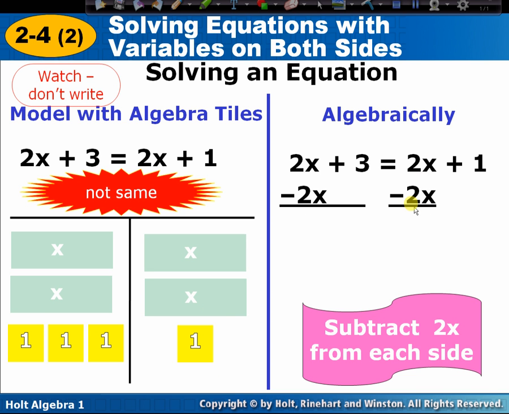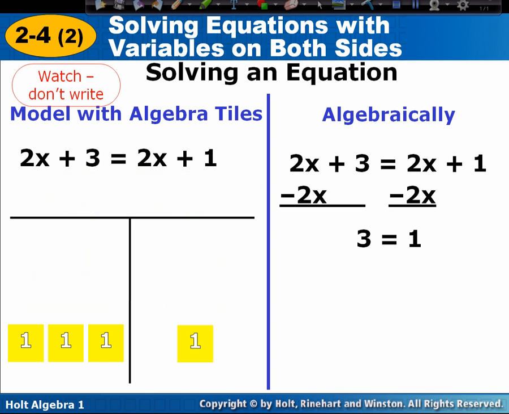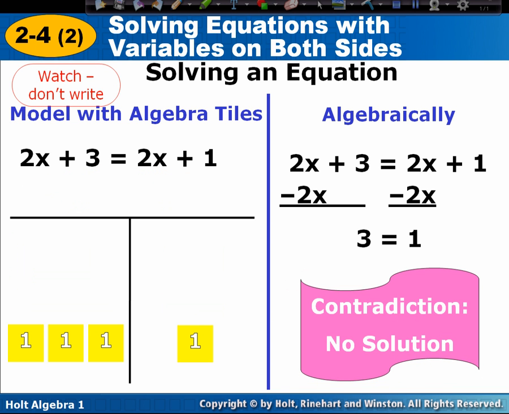And algebraically, if I subtract 2x from both sides, the 2x is going to cancel here, and the 2x is going to cancel here. So I'm going to be left with 3 equals 1. 3 equals 1 is not a true statement. So it is a contradiction and has no solution.